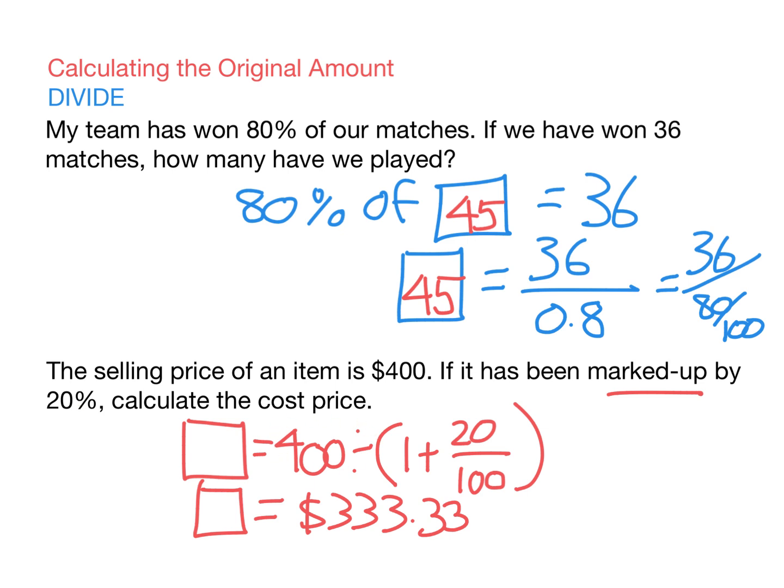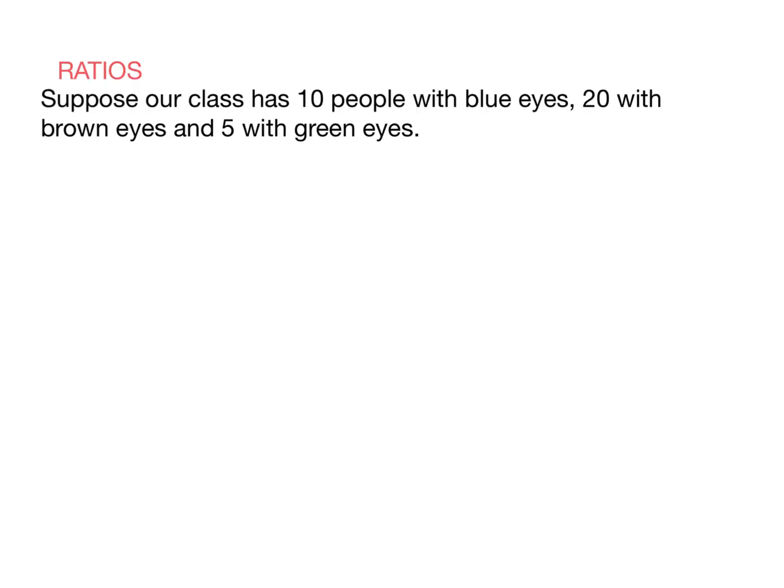All right, that's all for percentages. Let's now go on to ratios. Suppose that our class has 10 people with blue eyes, 20 with brown eyes, and 5 with green eyes. I'm going to start by writing the ratio of blue to brown to green eyes.